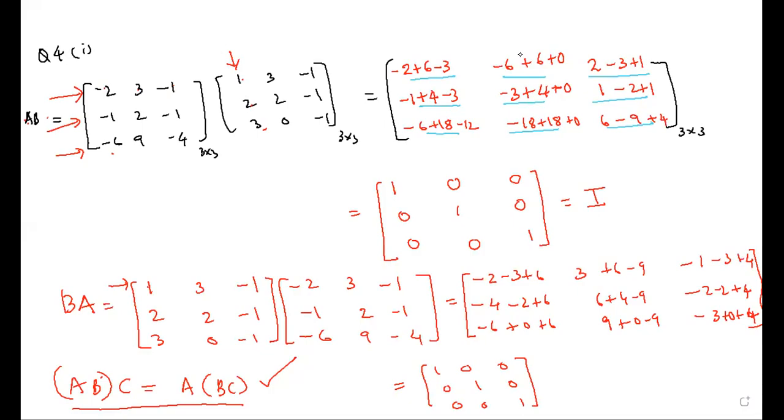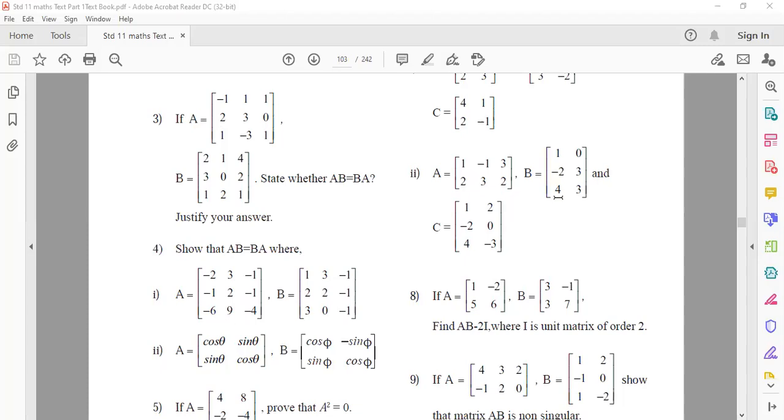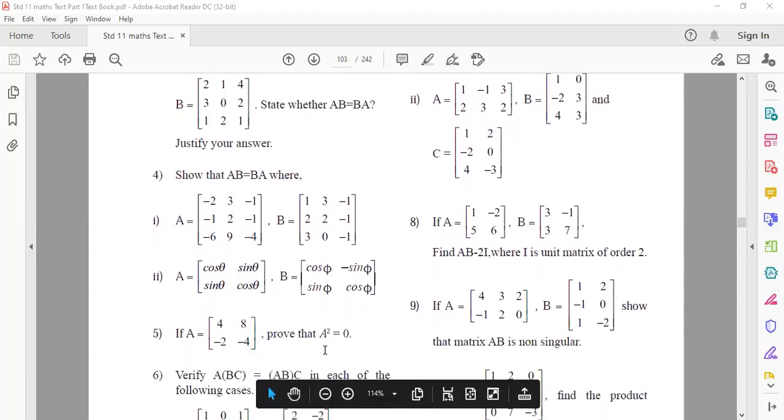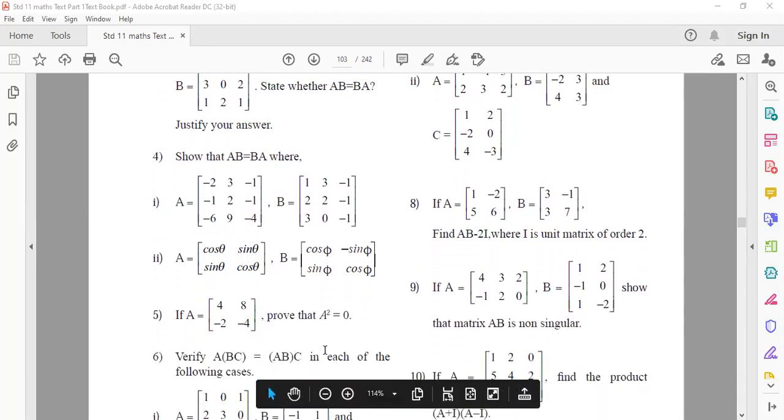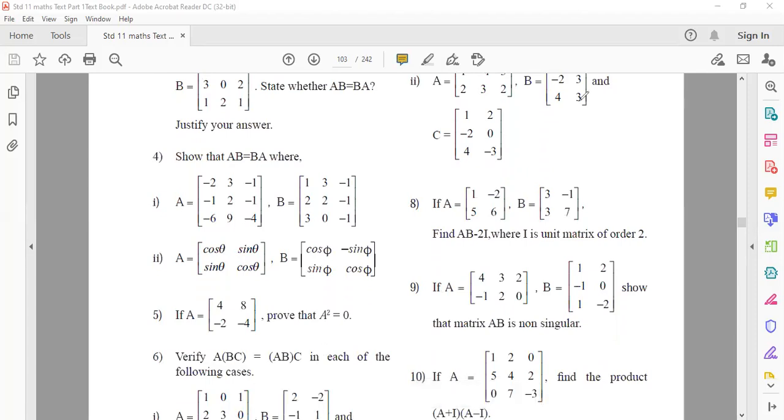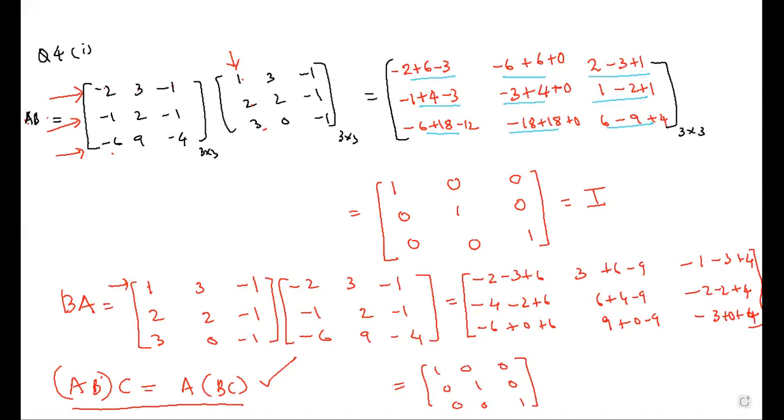Let's have a look at the next problem. Question number 2. This is also a very interesting problem. They do ask a lot of questions based on this. Let's do this and see. This is another case where matrix multiplication is commutative.